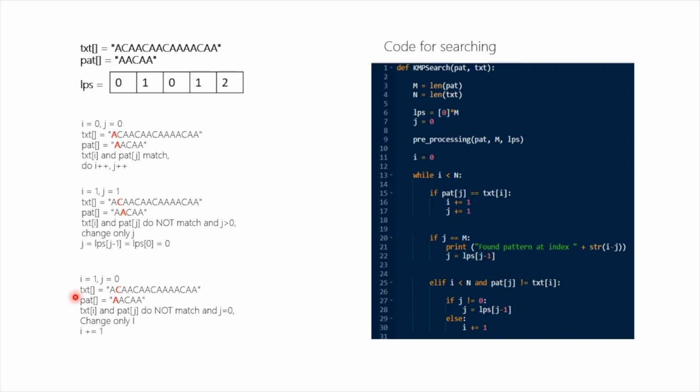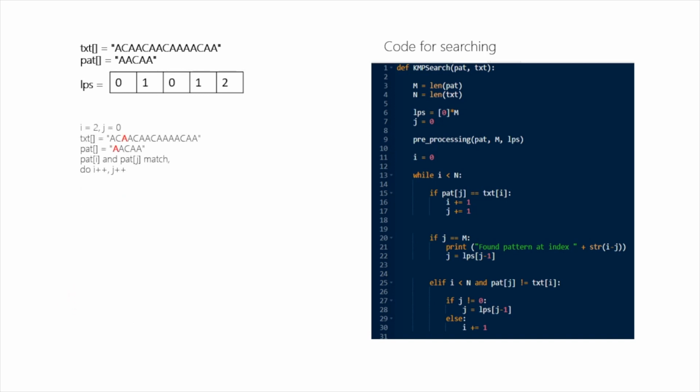Here again the characters do not match, so we again try to change the value of j, but since j is equal to 0, we cannot change it anymore. So instead we increase the value of I by 1. This means that at the index I is equal to 1, we cannot find the given pattern in the text. Now we move ahead with our search at I is equal to 2 and j is equal to 1. We again restart our search for the pattern.